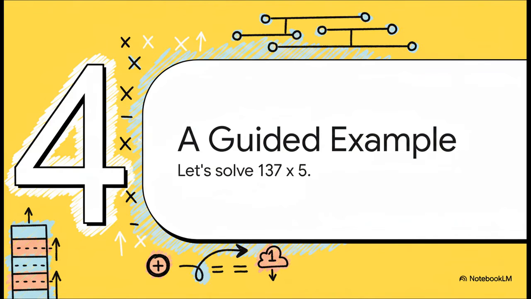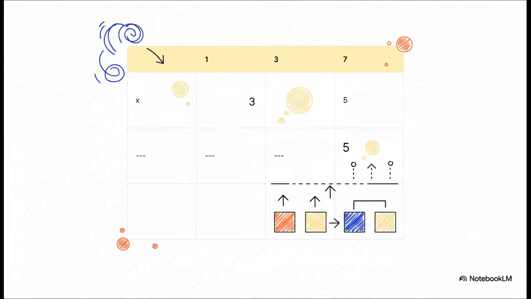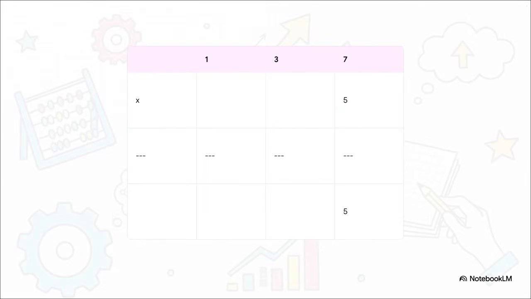We are going to solve 137 times 5, together, step by step. Let's do this. Okay, problem's all set up. So where do we start? On the right. Our first step is to multiply the bottom number, 5, by the digit in the ones place on top, which is 7. And we know that 5 times 7 is 35. Now, since 35 is a two-digit answer, we have to carry. So the 5 goes down into the answer line, and the 3 gets carried up to the top of the tens column, just waiting for us.